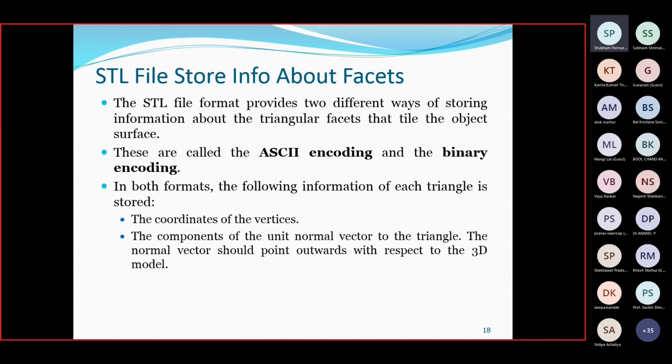So what information will both encodings provide? They will provide the coordinates of the vertices, meaning the coordinates of each particular triangle. Okay, and then you will get the coordinates of the vertices of each triangle, and the components of the unit normal, meaning how you are going to provide it. Always remember, one concept is there.